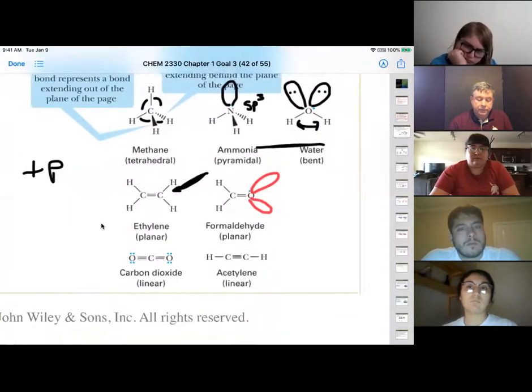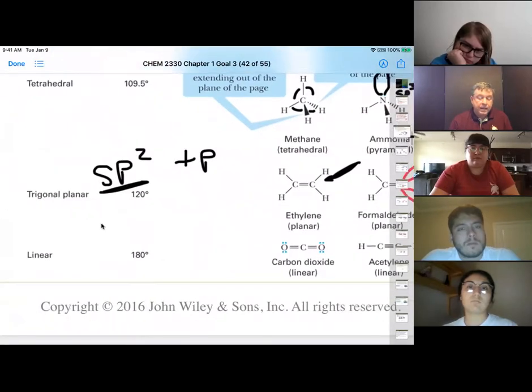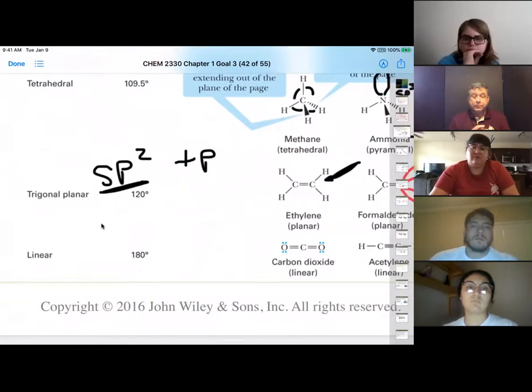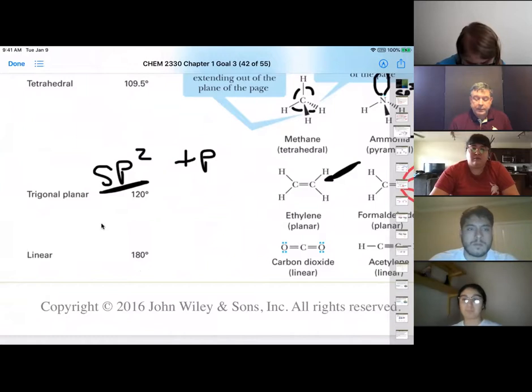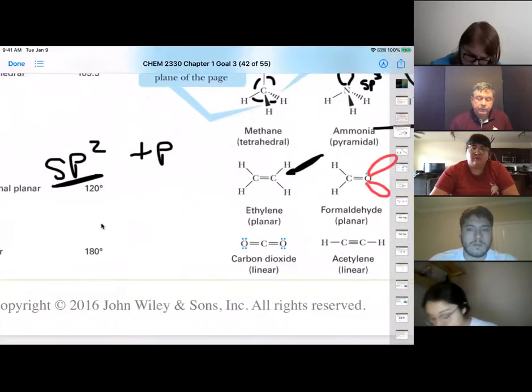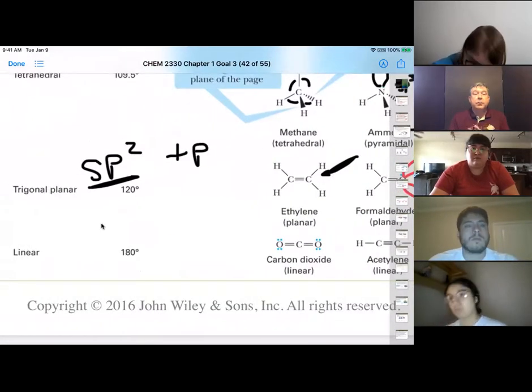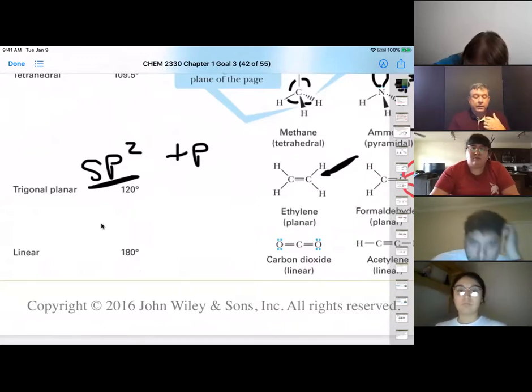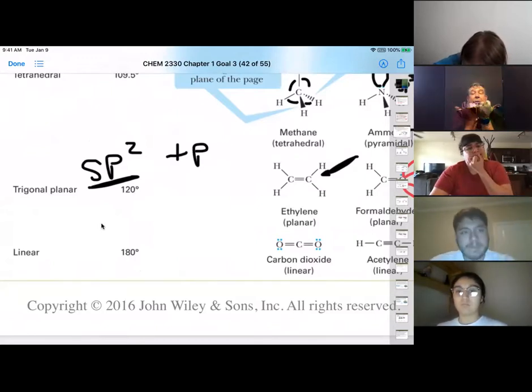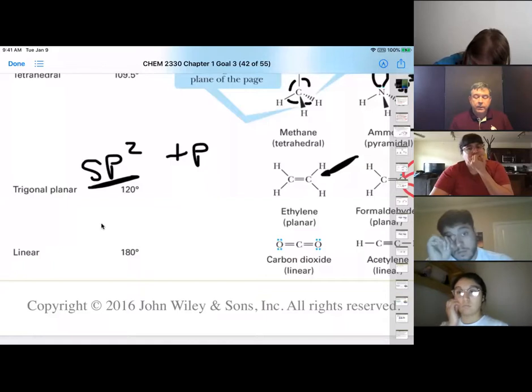Okay? Now, the last thing we have is what we call linear. Now, linear can be a couple different ways. One is sp hybridized, but you can also do it with sp2 hybridized. Okay? If you have just 2 electronic domains, the furthest you can get them apart from each other is 180 degrees. Doesn't matter which direction it's pointing, it's going to be 180 degrees. And so we call them linear.